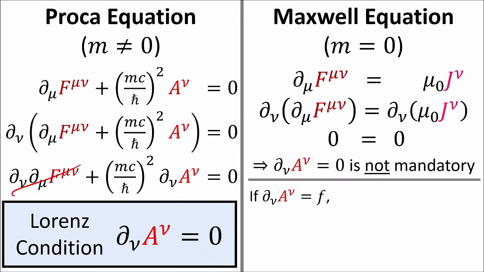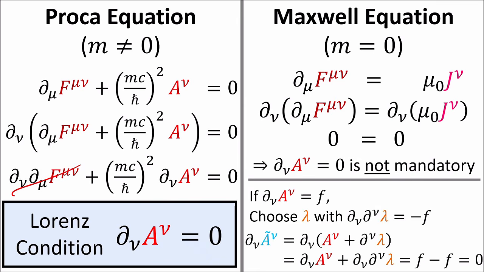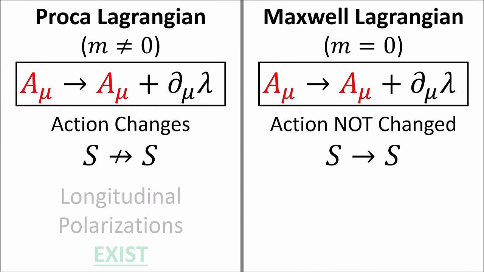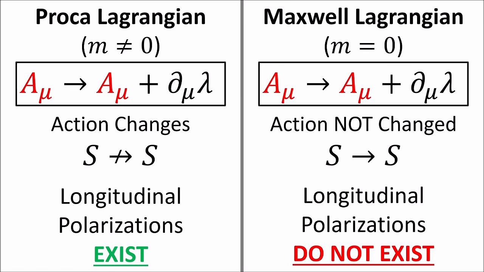Instead, we can do a gauge transformation on A to make the Lorenz condition true by using a clever choice of lambda in our gauge transformation. This freedom to gauge transform A without changing the physical situation is the reason that longitudinal polarizations no longer appear for Maxwell fields. Let's see why.